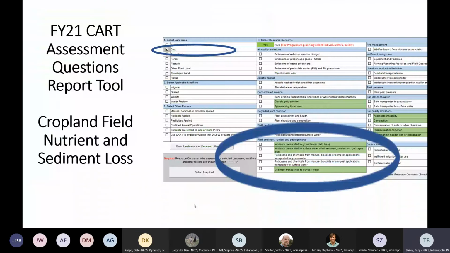So related to the FY21 CART assessment questions that just came out recently, came out this week. When the cropland use is selected, I think most of you are familiar with this, various resource concerns automatically need some attention. There are those that are highlighted that we automatically need to focus on. So we're gonna look a little bit at the field sediment, the nutrient, and the pathogen loss.